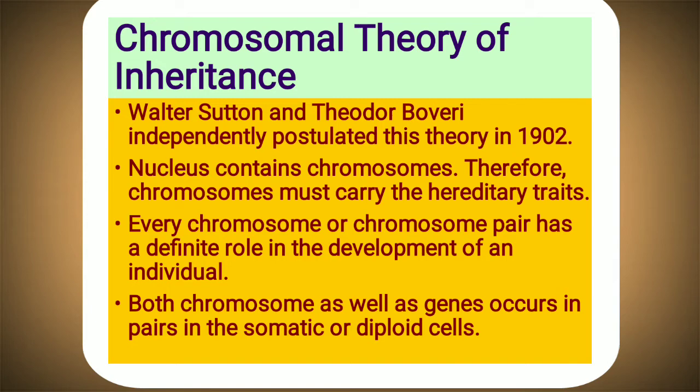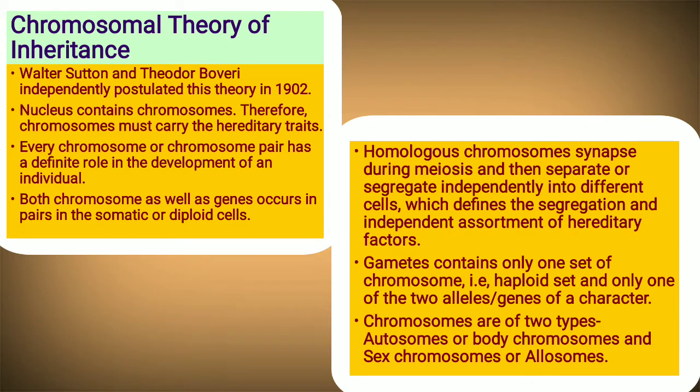In that, you learned that the chromosomes are responsible for transferring characters in the form of genes from one generation to the next. That means we can say that it is a bridge between one generation and the next, and that takes place through the formation of the gametes in both the male and the female parent. So this was a small summary of what was learned in the last class through the chromosomal theory of inheritance.